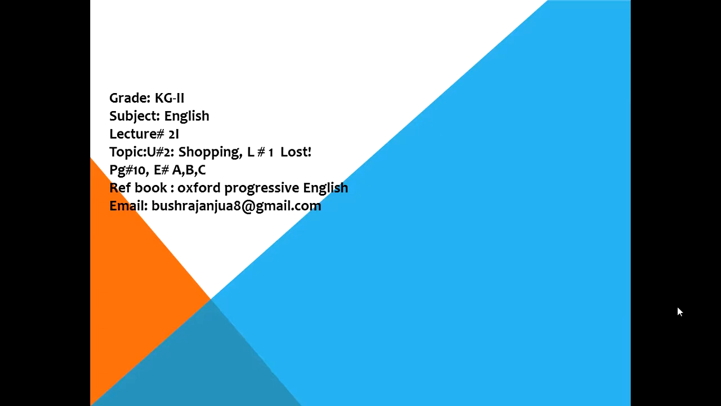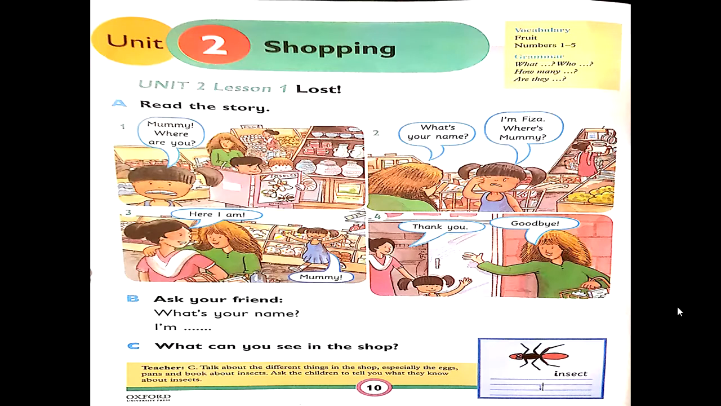Unit number 2 of Oxford Progressive English. The topic is shopping, and lesson number 1, and the topic of lesson number 1 is Lost. It's on page number 10 and exercise A, B and C. Let's proceed. Exercise A is: read the story. Alright, let's start.